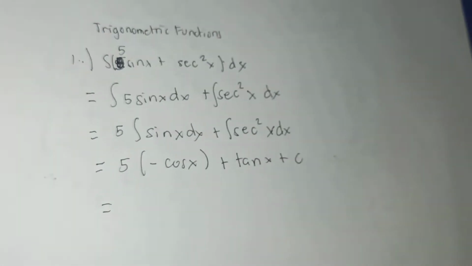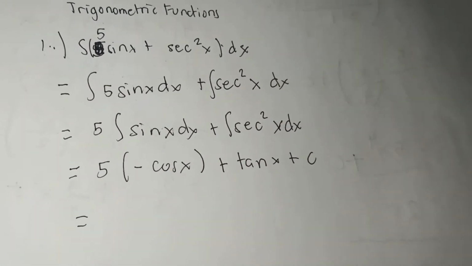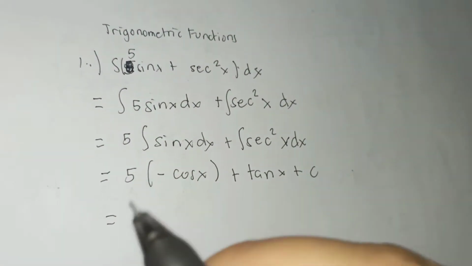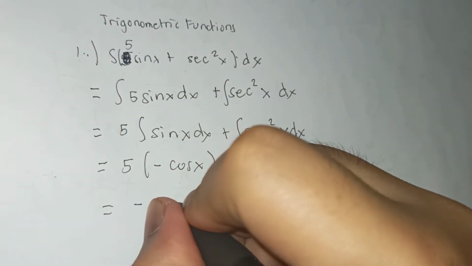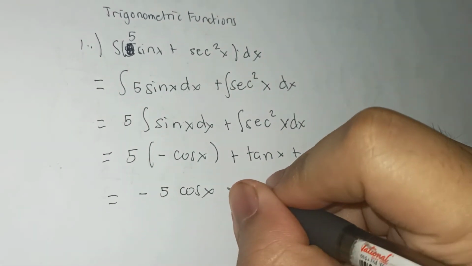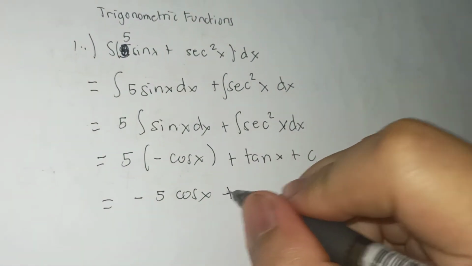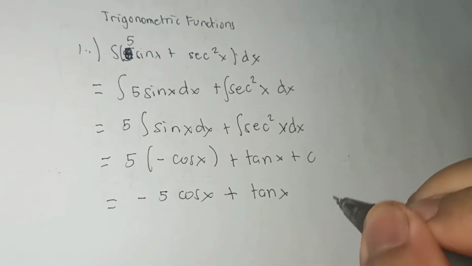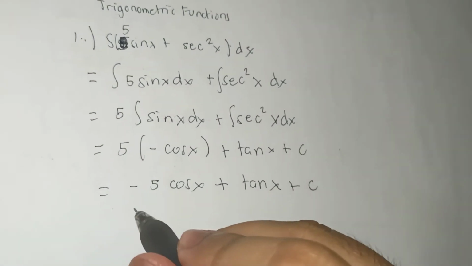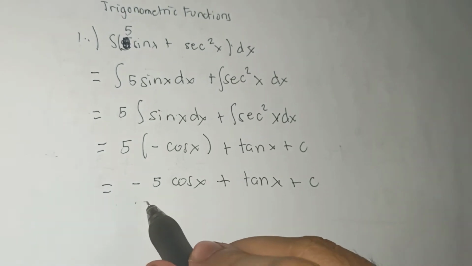It is now just an equation away from our final answer, which is, we have to multiply this, negative 5 cosine of x plus tangent x plus arbitrary constant, and we have now our final answer.